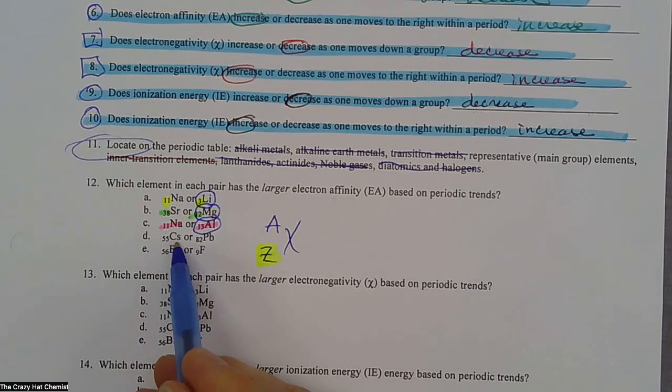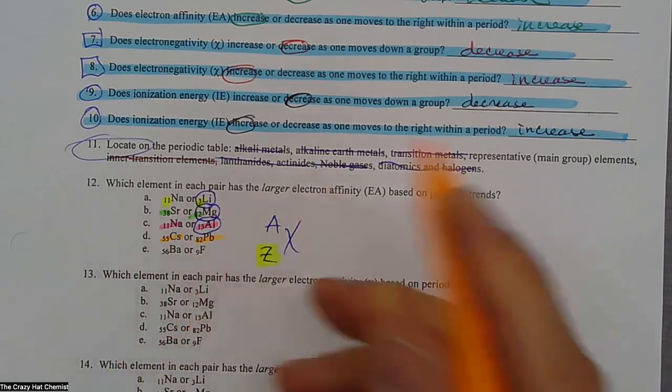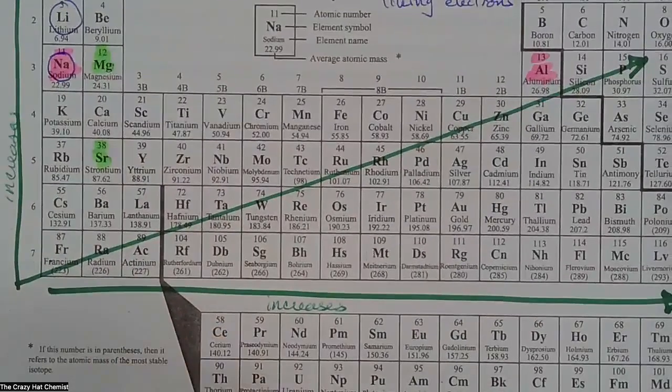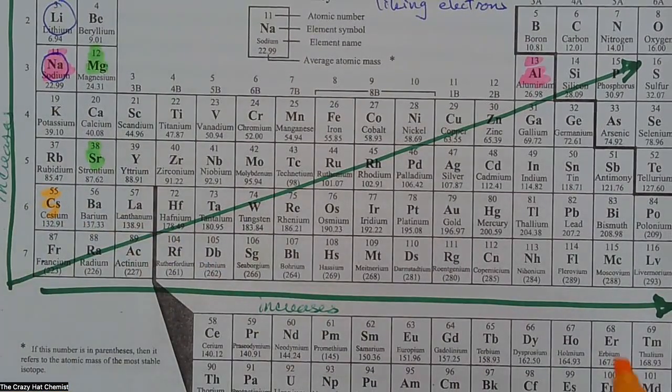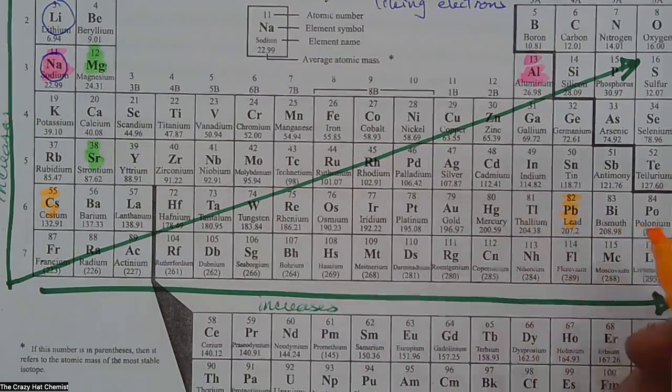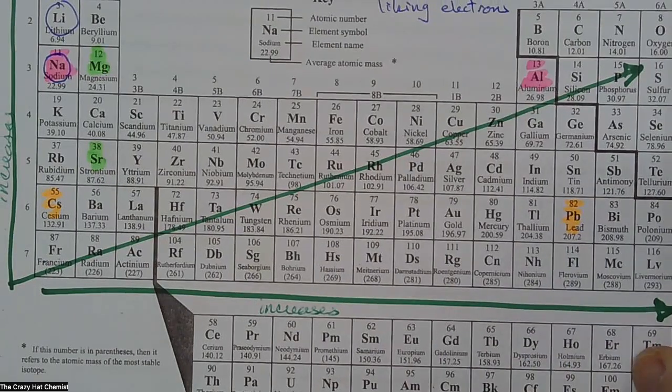Okay. Then we have cesium and lead. So let's highlight those. That is element 55 and 82. So let's find 55 and 82. Here is 55 for cesium, and here is 82 for lead. So they are also both in the same period. The one that is further to the right will have the larger electron affinity.